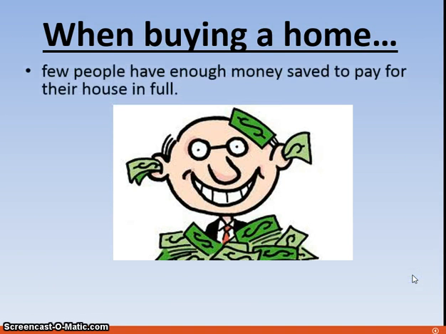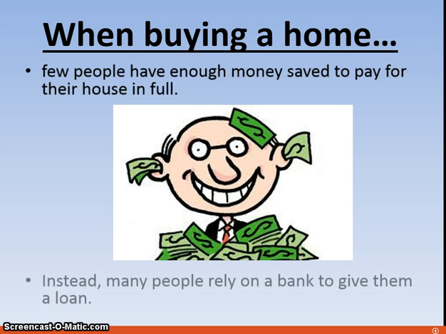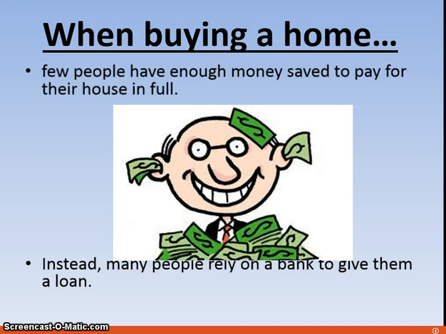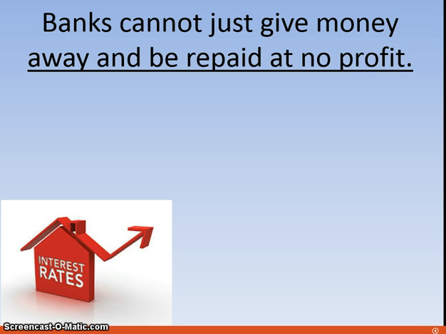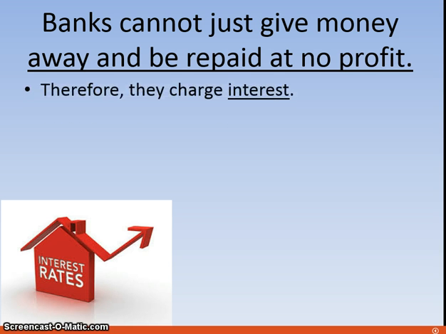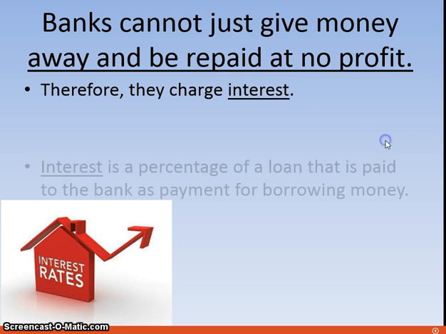When buying a home, few people have enough money saved to pay for their house in full. Instead, many people rely on a bank to give them a loan. Banks cannot just give money away and be repaid at no profit. Therefore, they charge interest. What this means is, if they give you a certain amount and you only give them that same amount back, they're not making any money, and then they can't fund their business. So the way that they fund their business is through interest.